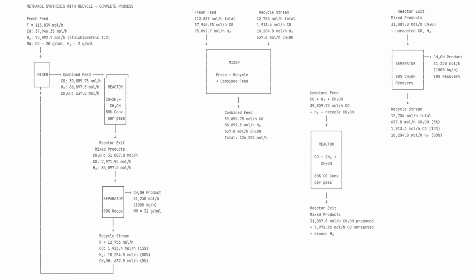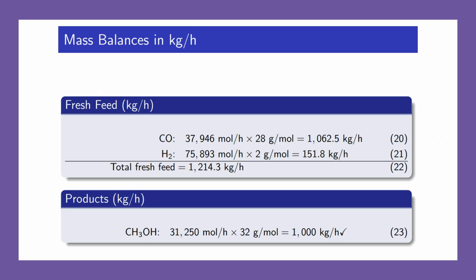So here is the complete flowchart. Whatever we calculated, those values are given here in the flowchart. The mass balance in kg per hour: we got all these flow rates in moles per hour, so now we can convert this fresh feed rate into the required units of kilogram per hour.